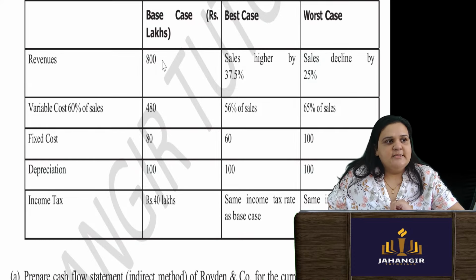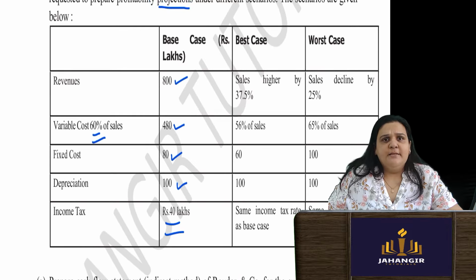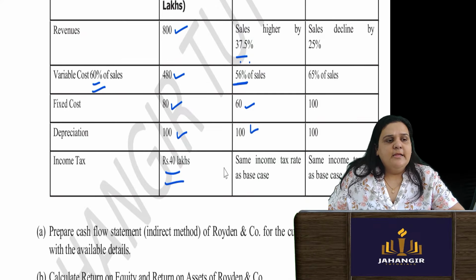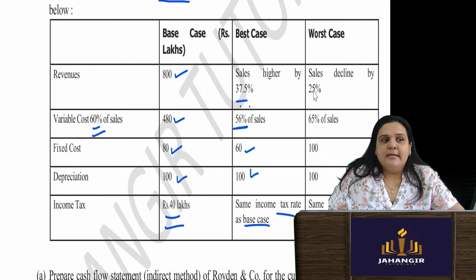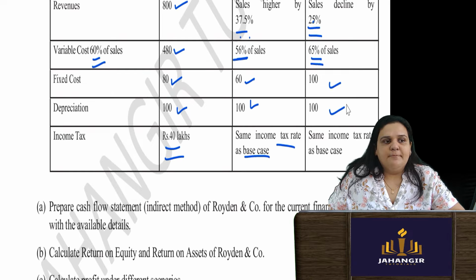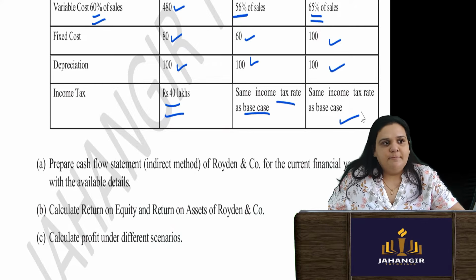So the base case, they say that they will make 800 lakhs of revenue, having 60% of cost as variable, fixed cost will be 80, depreciation 100, and income tax they will pay 40 lakhs. In case of best case, that means if their sales are increasing by 37.5%, then their variable cost will become 56% of sales. Fixed cost, depreciation, and income tax same as the base. In case of worst case, sales can decline by 25%. 65% of the sales will be variable, fixed cost and depreciation, and the same income tax rate as the base rate.